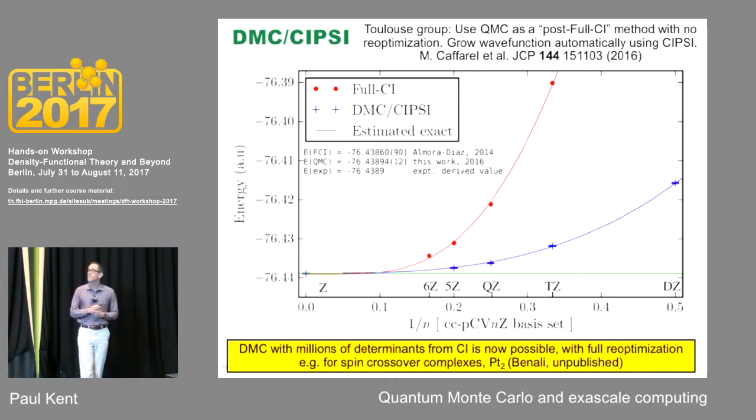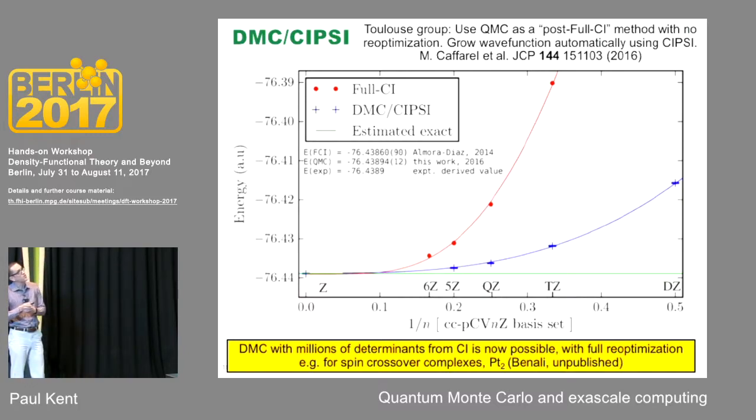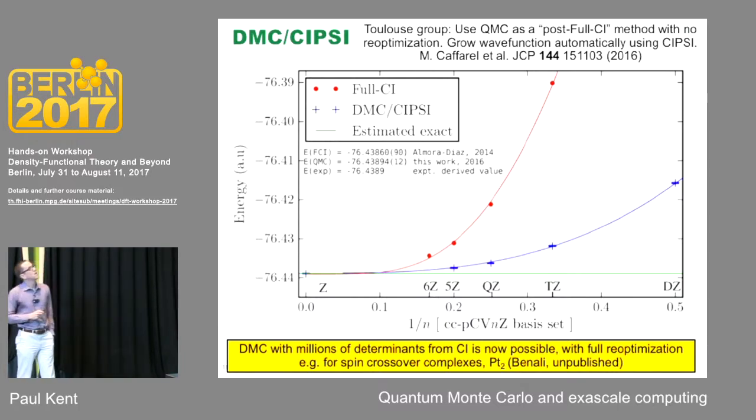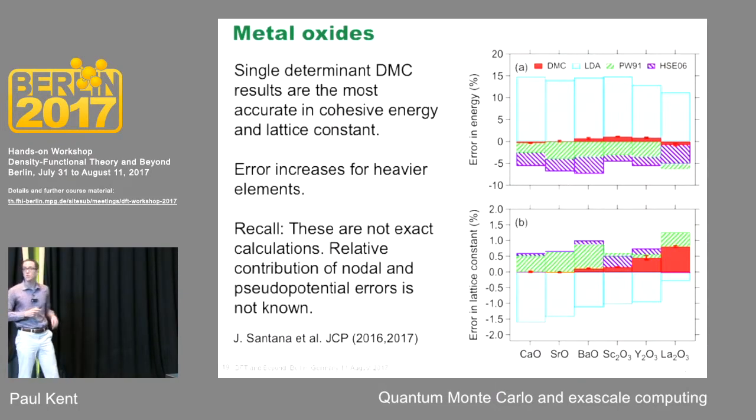And we're also doing full re-optimization. So this work isn't published yet, but essentially when you do full optimization, these points get brought down here, the curve is much flatter, and things are faster. So for example, Platinum 2's been run, some tricky spin crossover complexes have been run, and this is very exciting because it's very automatic. So that's the situation with molecules.